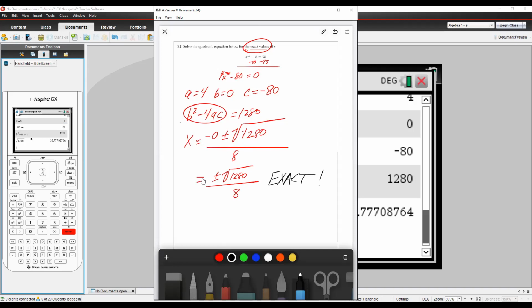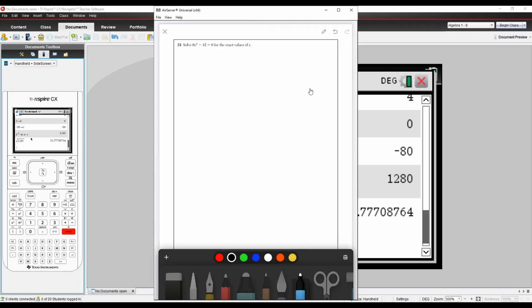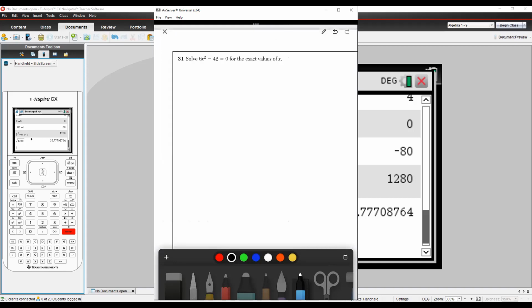You just need to check the b squared minus 4ac part. If it says exact, that's what you check. If that's not a perfect square, then you're just going to leave that as whatever number you've computed. I'm going to do one more example. Hopefully this will make it clear.